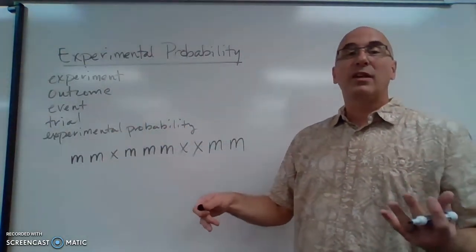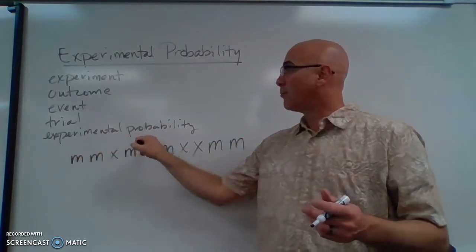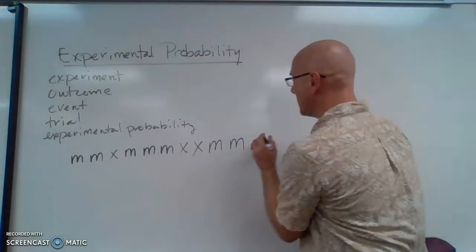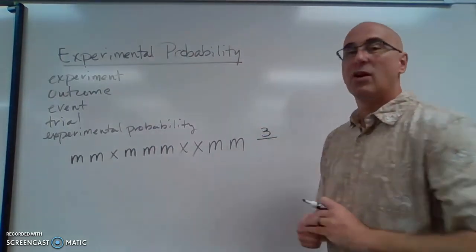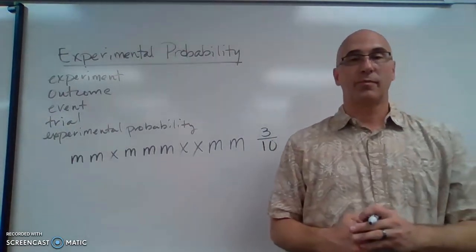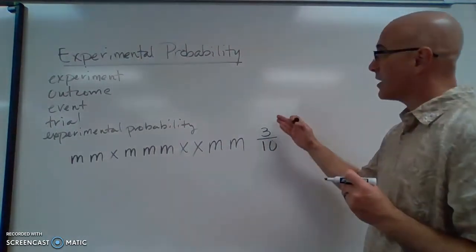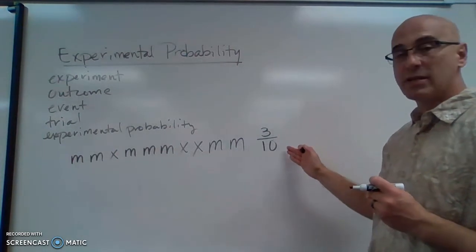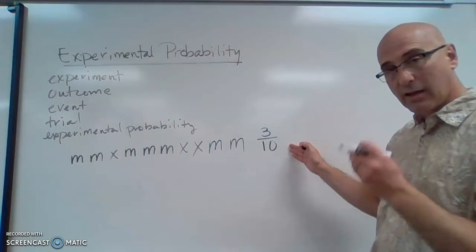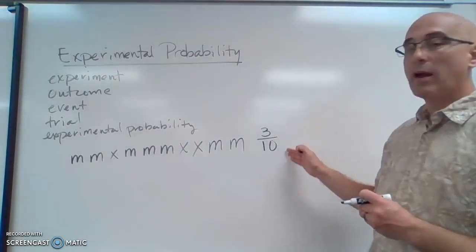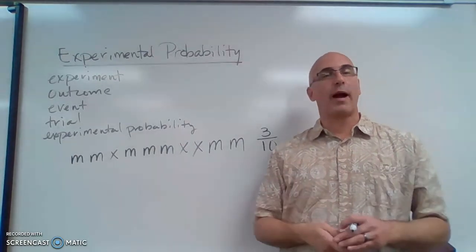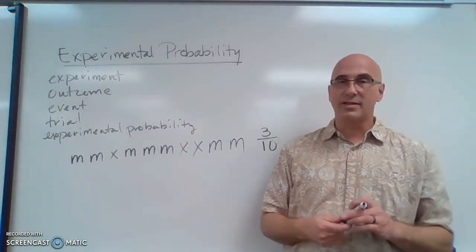So to calculate my experimental probability, I take the number of times I succeeded, 3 times, and I put that over the number of times I did it. So I can say that my experimental probability is 3/10, or I could say it is 0.3 if I calculate that as a decimal, or it might be 30%. We will be practicing with experimental probability with several experiments.